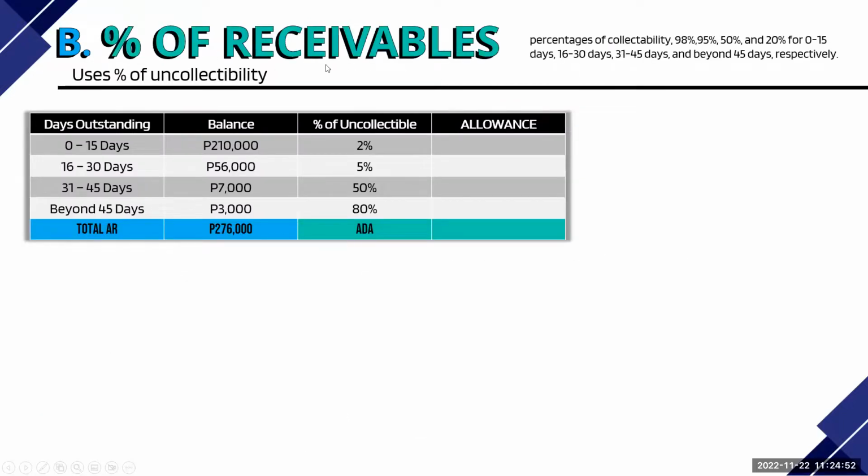The next method is percentage of receivables. Now, ang binigay sa atin is percentage of collectability at 98, 95, 50, and 20. So, we get the percentage of uncollectible. Since 98% yung collection niya, 100 minus 98 is 2%. 95, 100 minus 95, 5%. 100 minus 50% is 50%, and 100 minus 20% is 80%. And then these are the following balances. And then, very procedural, multiply each.